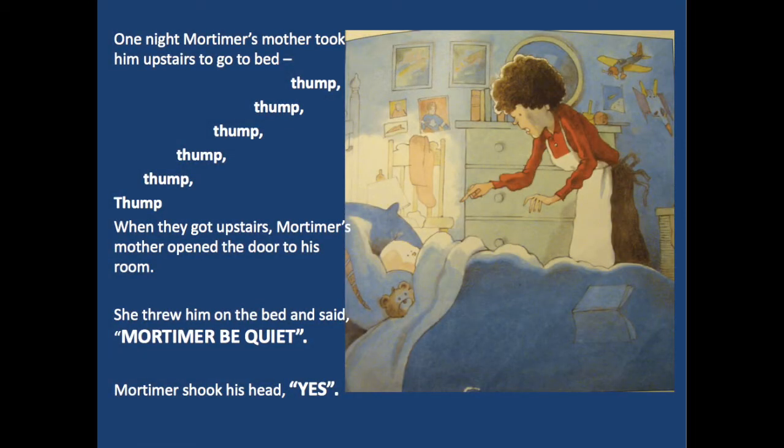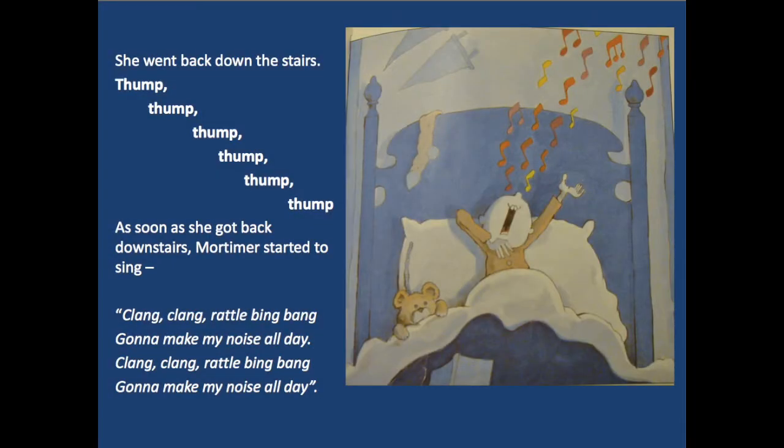One night, Mortimer's mother took him upstairs to go to bed. Thump, thump, thump, thump, thump, thump, thump. When they got upstairs, Mortimer's mother opened the door to his room. She threw him on the bed and said, Mortimer, be quiet. Mortimer shook his head. Yes. She went back down the stairs. Thump, thump, thump, thump, thump, thump, thump.